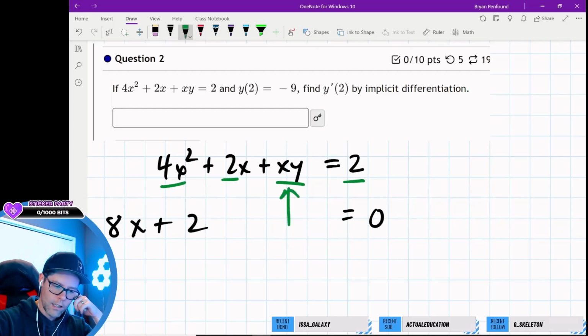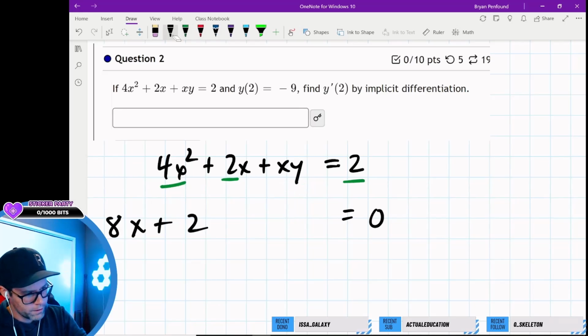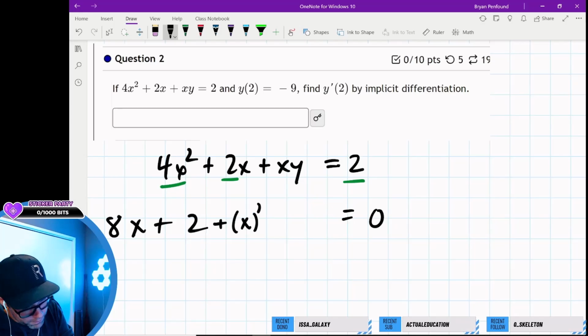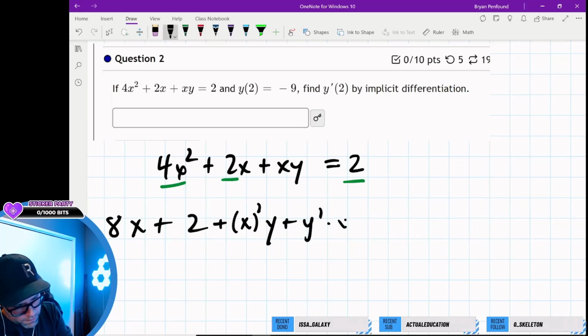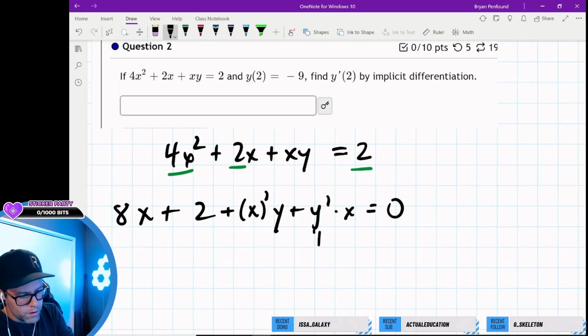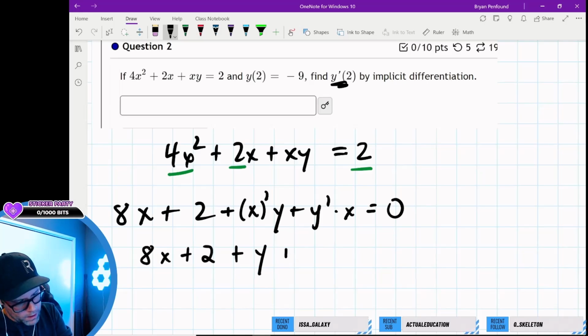This is a product of two things, so I need to use the product rule. I need the derivative of the first thing times the second thing plus the derivative of the second thing times the first thing. Now, we can rewrite y, well, they're using y prime in this particular notation, so maybe we can keep y prime. So we have something like 8x plus 2 plus y plus x y prime is equal to 0.